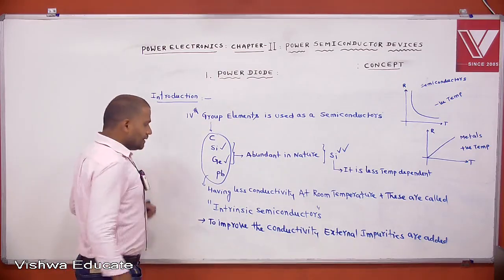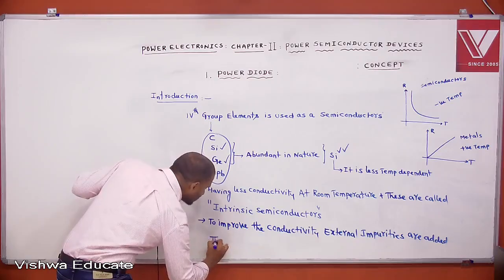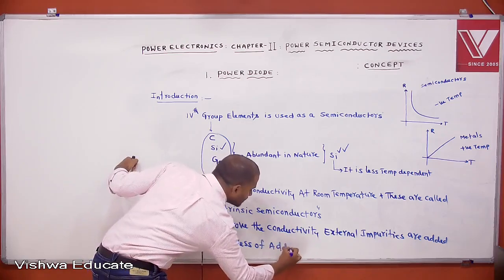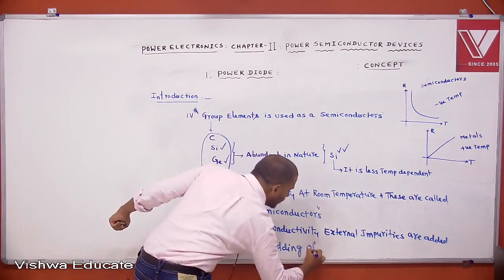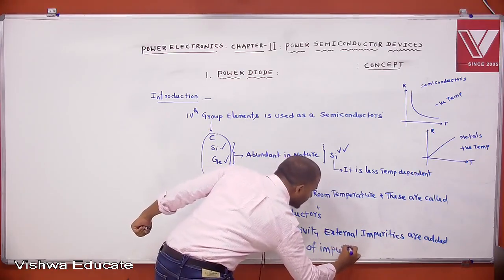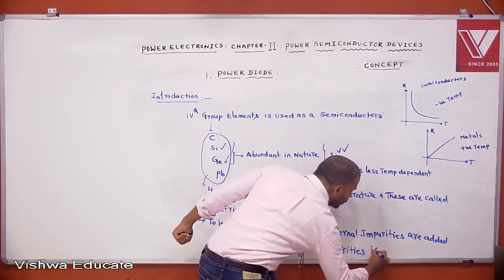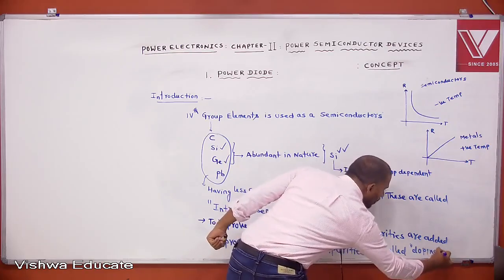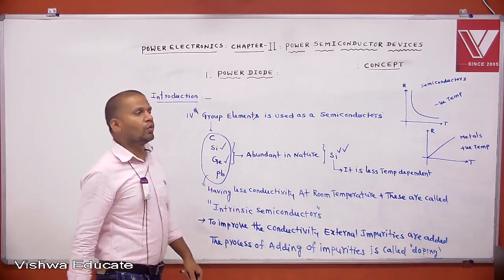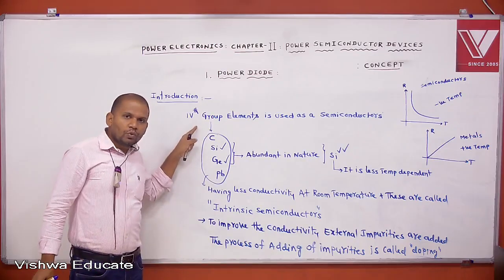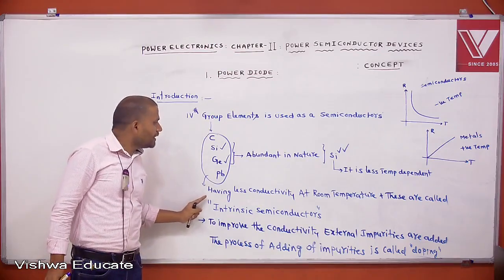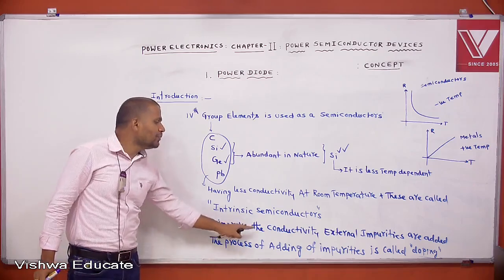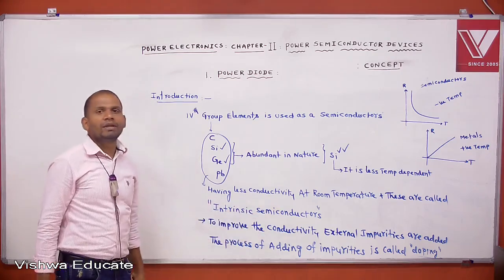External impurities are added. The process of adding impurities is called doping. Fourth group elements have low conductivity at room temperature. To improve the conductivity, we are adding external impurities. The process of adding impurities is called doping.